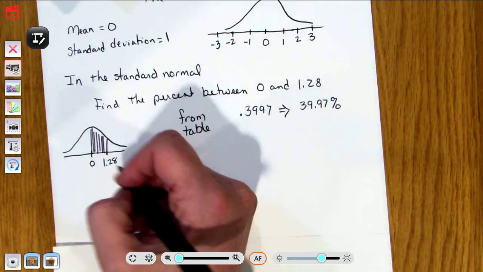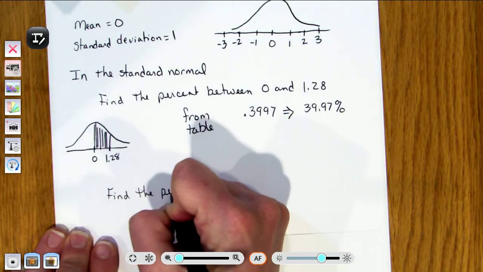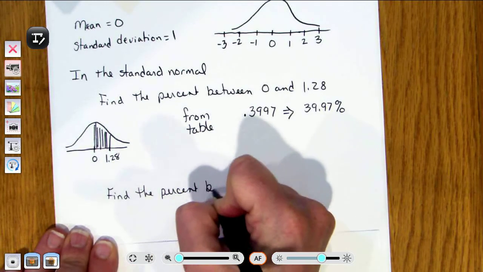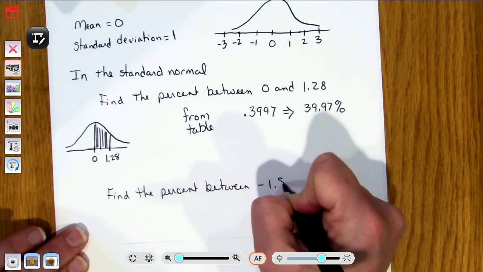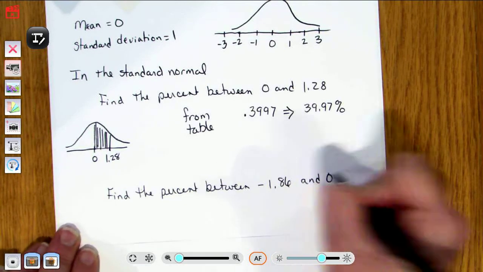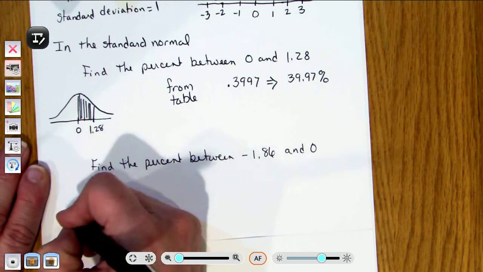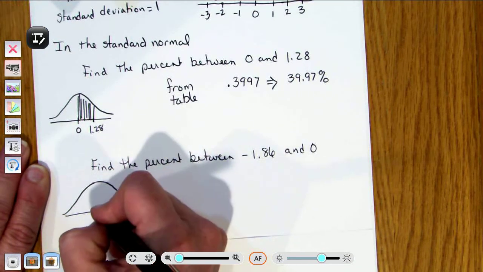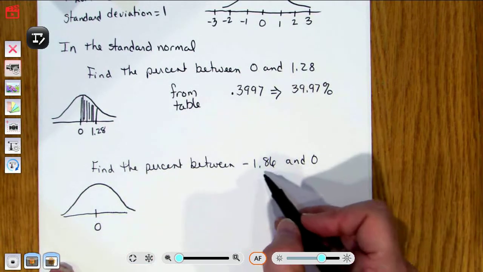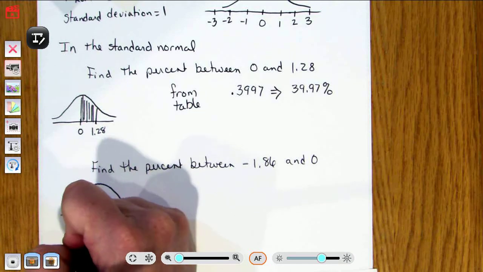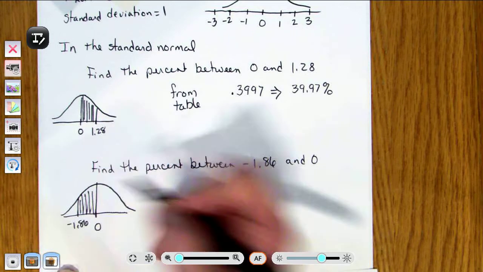Let's do some more. Let's now find the percent between a negative 1.86 and 0. Again, I'm going to draw a picture. Here's my little curve. Well, that one's a little fatter, that's all right, it's for picture purposes anyway, just for our help. A negative is going to be on this side, and we want to go from here to here.